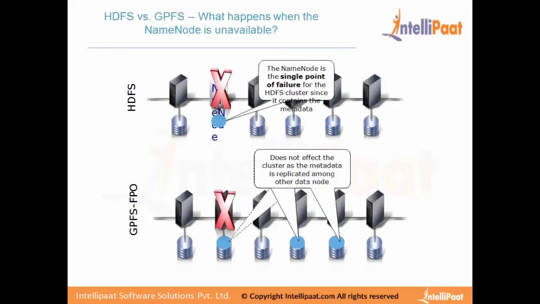The same architecture I have given here. In case the data node fails, what will happen? The same thing happens in the GPFS file system. See what will happen here.